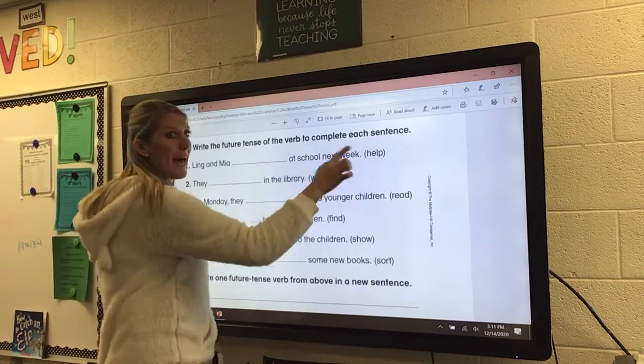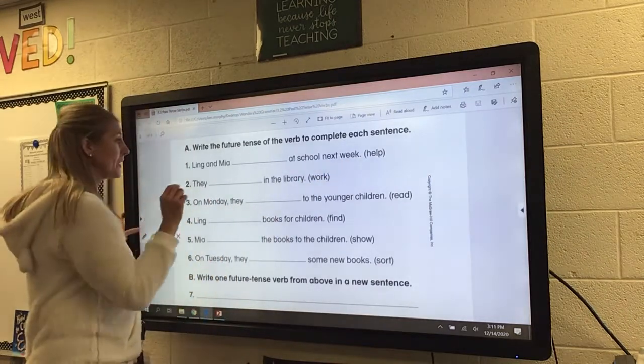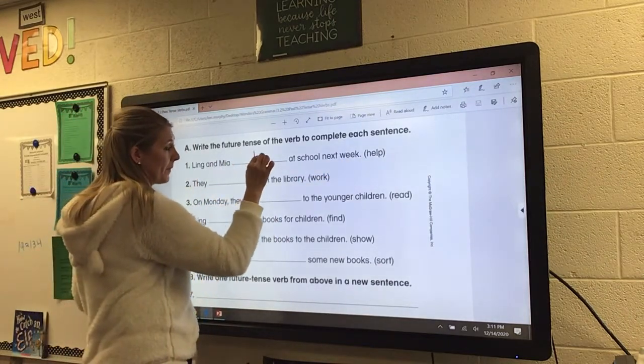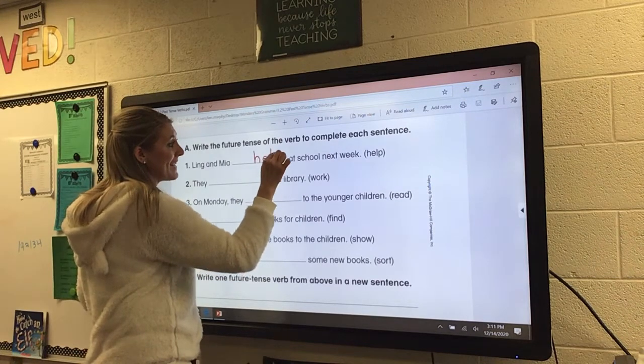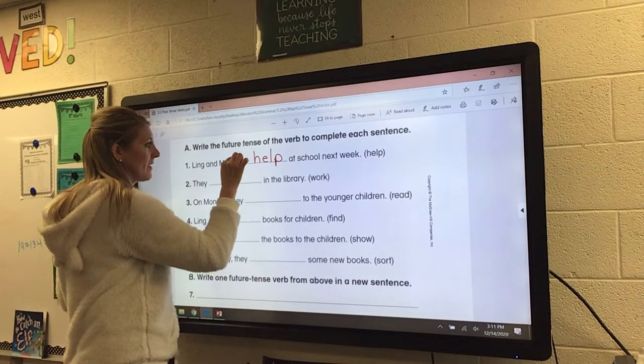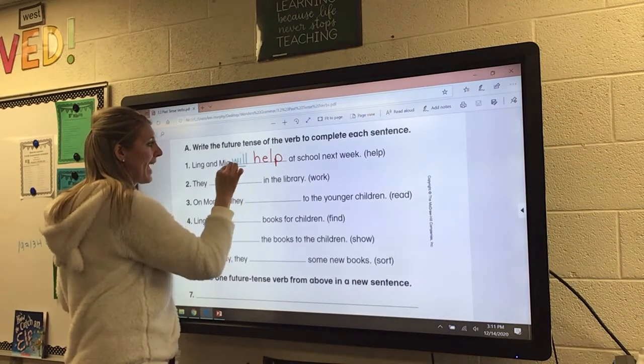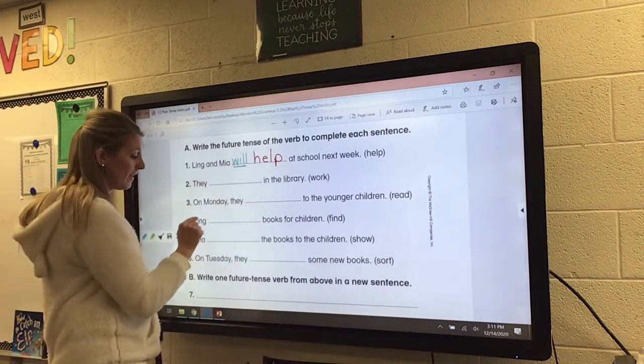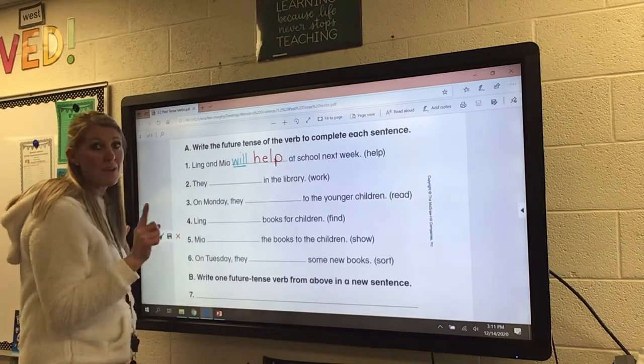Number 1 says, Ling and Maya blank at school next week. Now, my verb is help. And so I know I need to use help. But I need to use that key word will in front of it. So all of these are going to have will. If you want to write will in all of those, right away you can go ahead and do that.